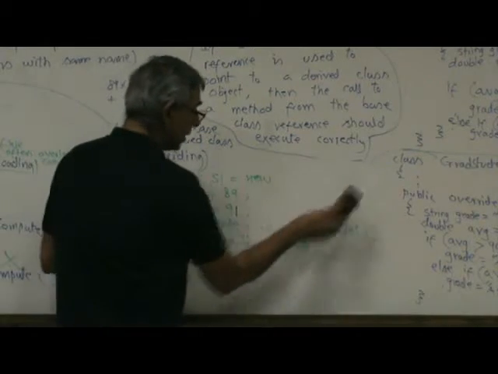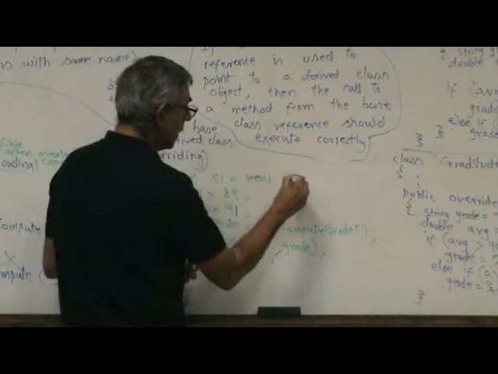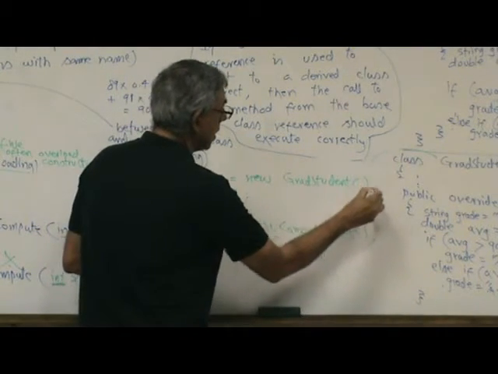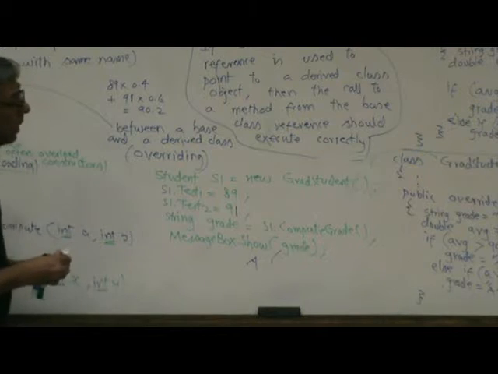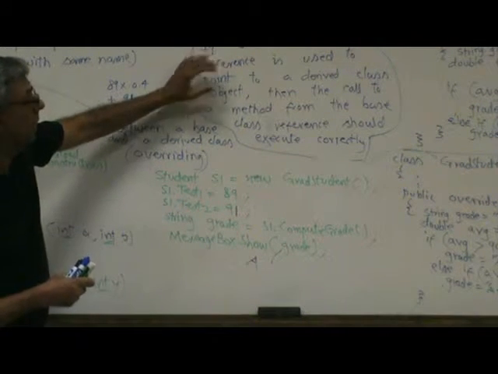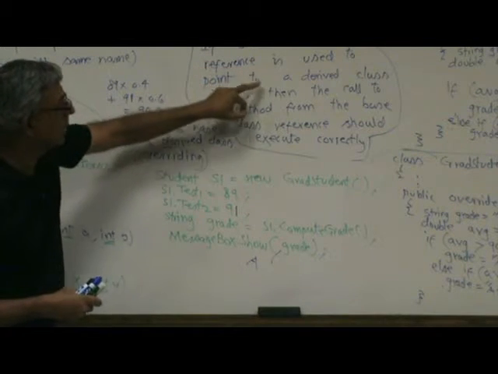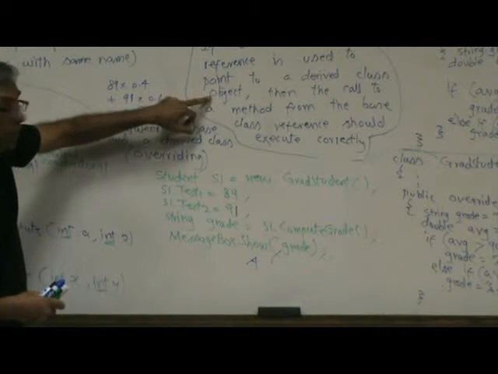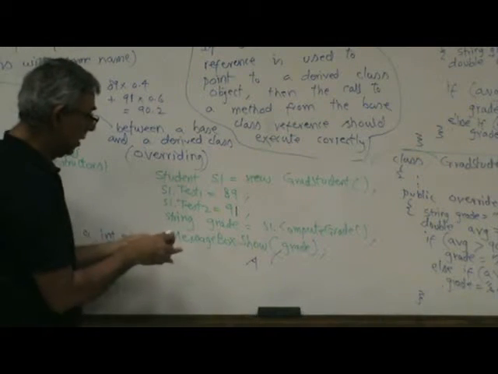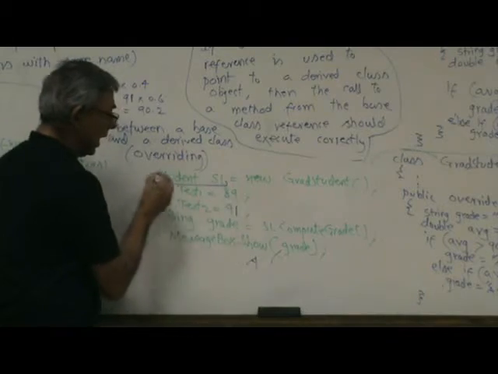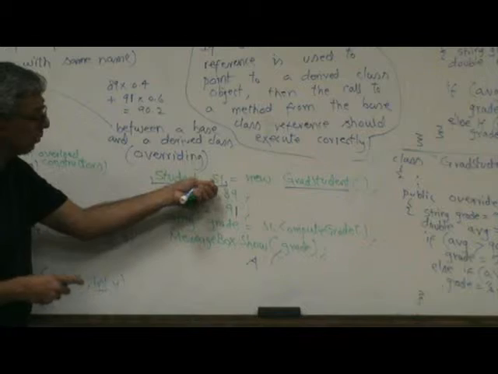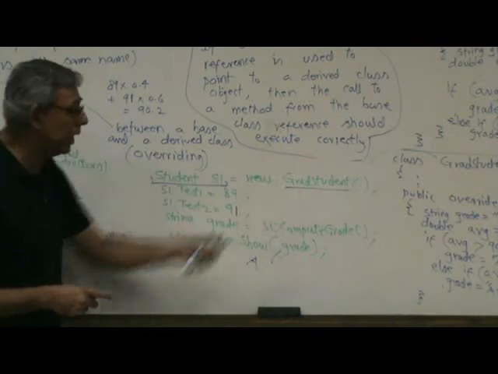So if I change this to new GradStudent. Okay, so now for a grad student, let's take a look at this statement that I made. A base class reference is used to point to a derived class object, right? Is that correct? S1 is what? Base class. And grad student is? Derived. So S1 is pointing to a derived class object.